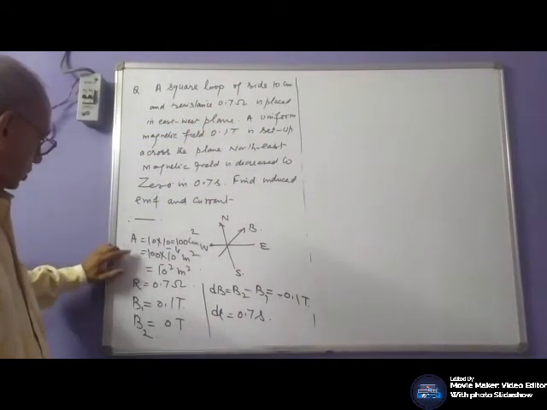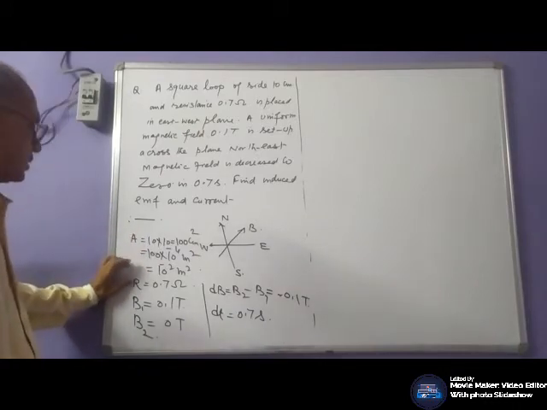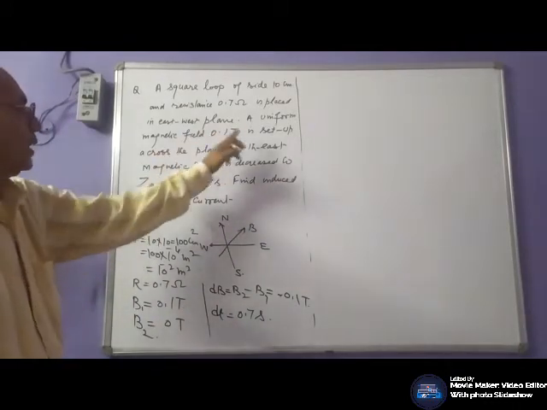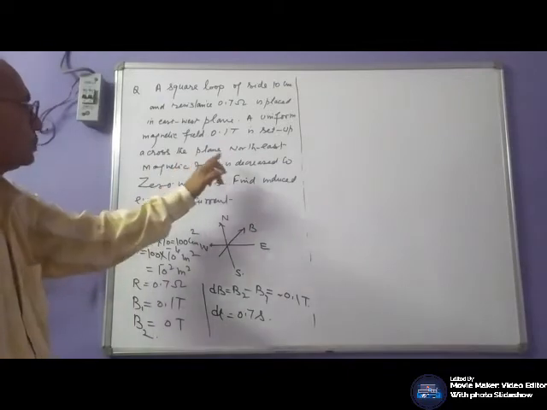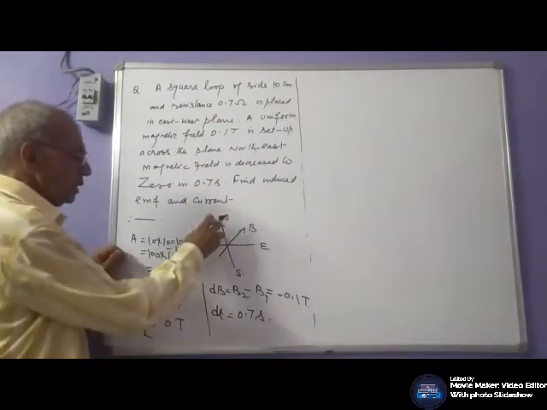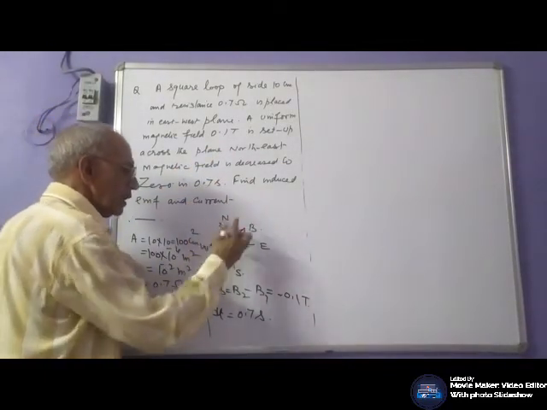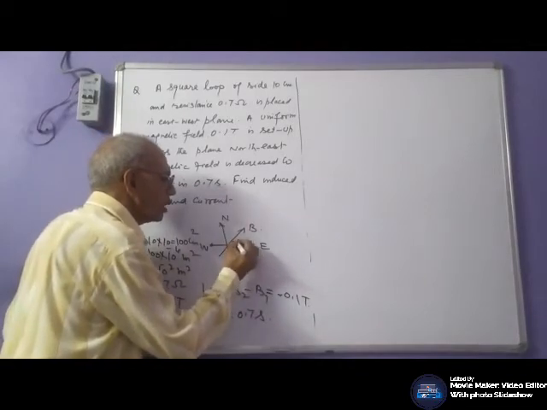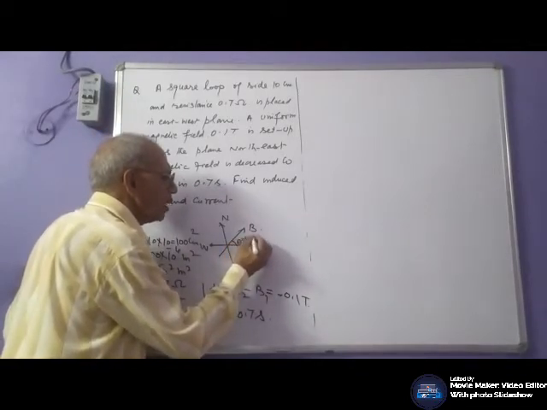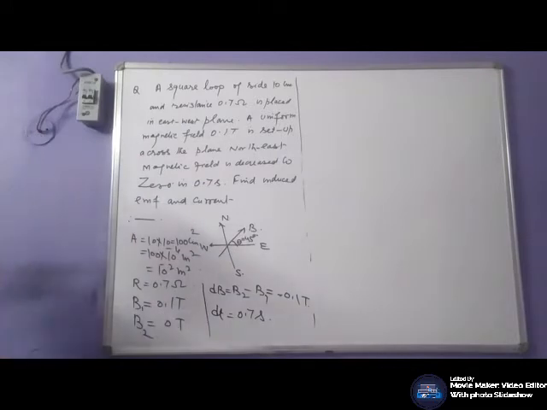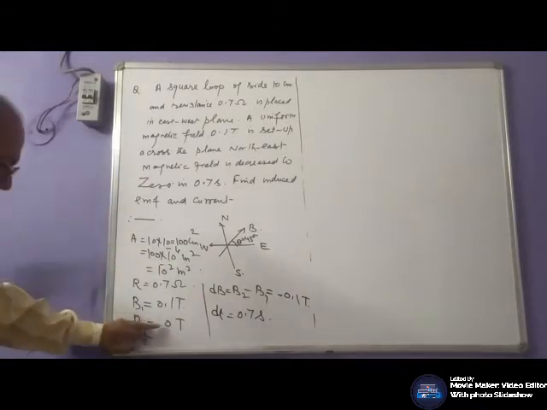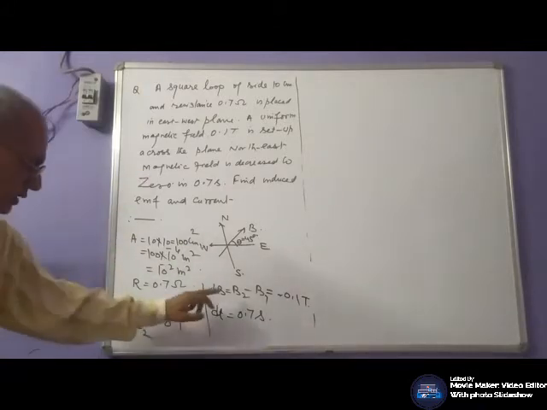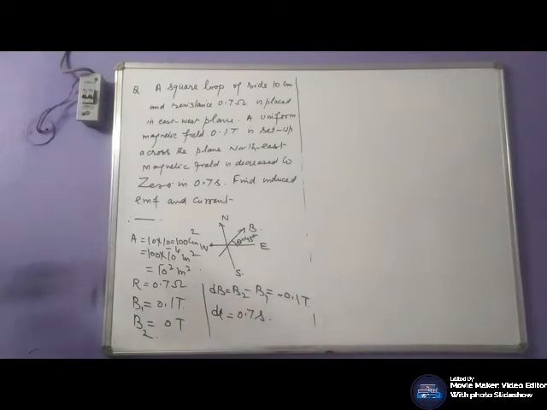This is the area, this is the resistance. A uniform magnetic field is set up across the plane in the northeast direction. This is north, this is east, this is B. So what will this theta be? It will be 45 degrees. The magnetic field is decreased to 0. This is the change. Find the induced EMF.